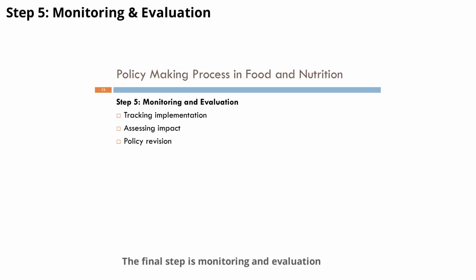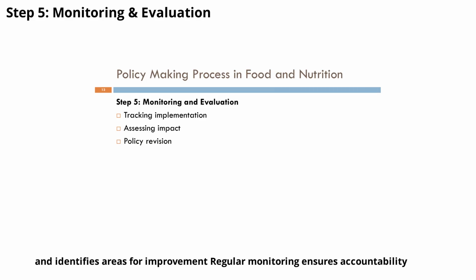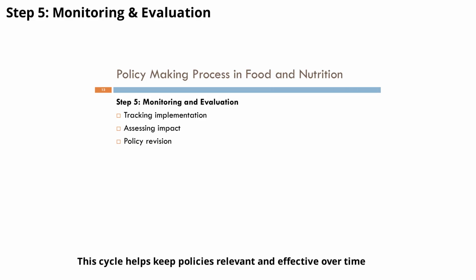The final step is monitoring and evaluation. This process tracks the implementation of policies, assesses their impact, and identifies areas for improvement. Regular monitoring ensures accountability, while evaluation provides evidence for policy revision and adaptation. This cycle helps keep policies relevant and effective over time.